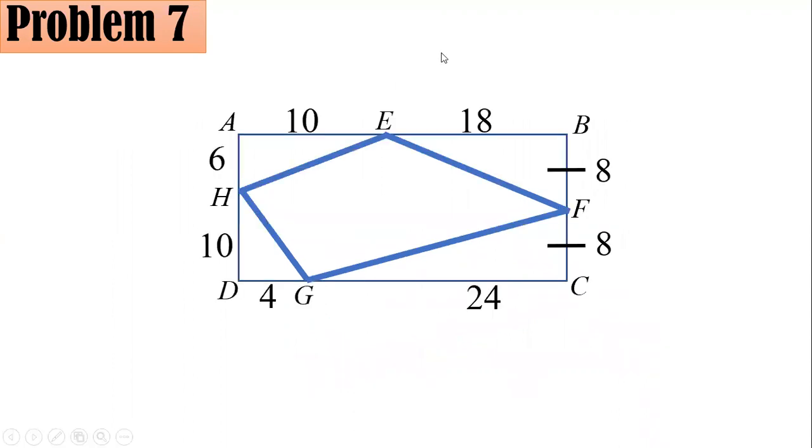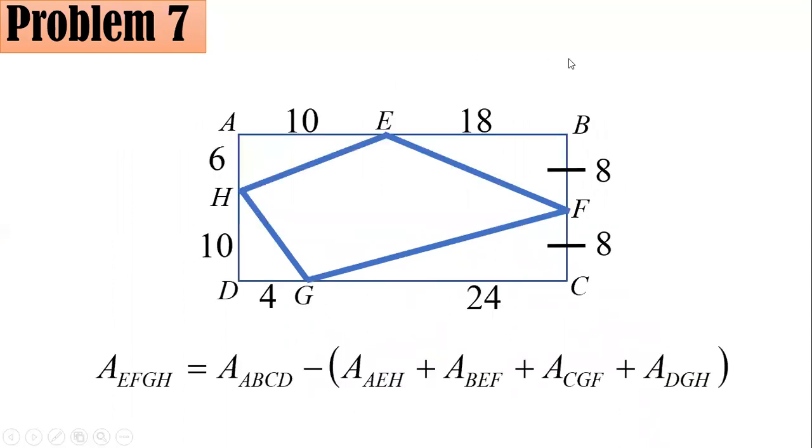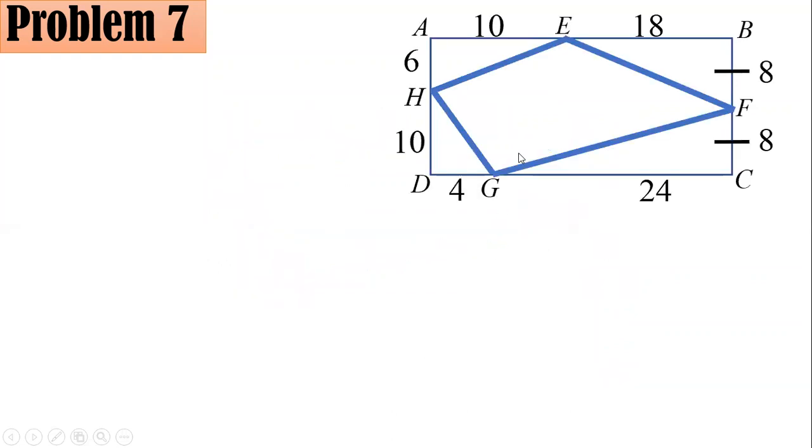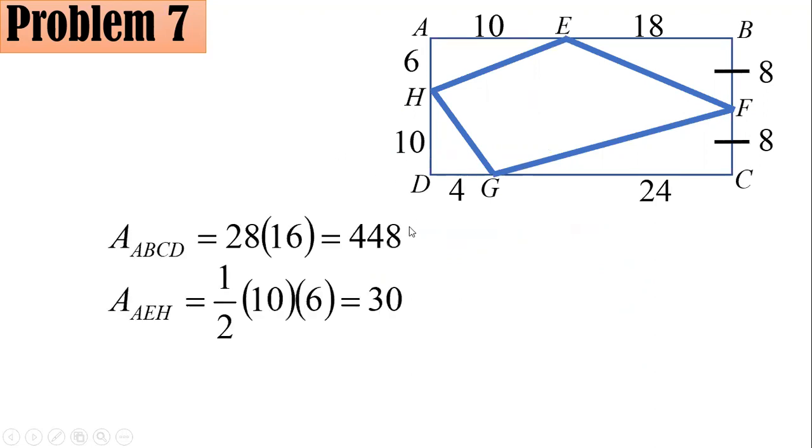Okay, let's see. So actually what he said is correct. To get the area of quadrilateral EFGH, all you have to do is get the area of this rectangle ABCD and subtract the sum of the areas of these 4 triangles. We know that the area of a triangle is 1/2 base times height. So the area of ABCD is 448 indeed.